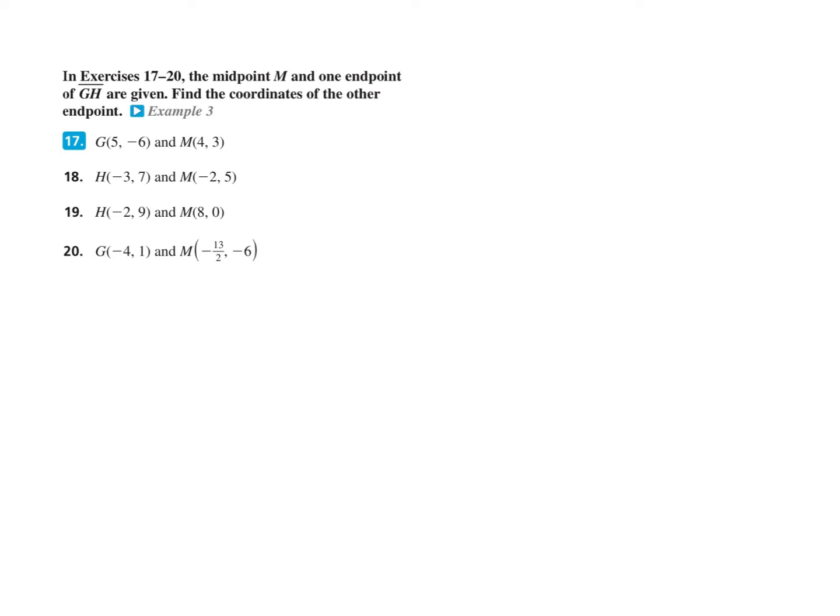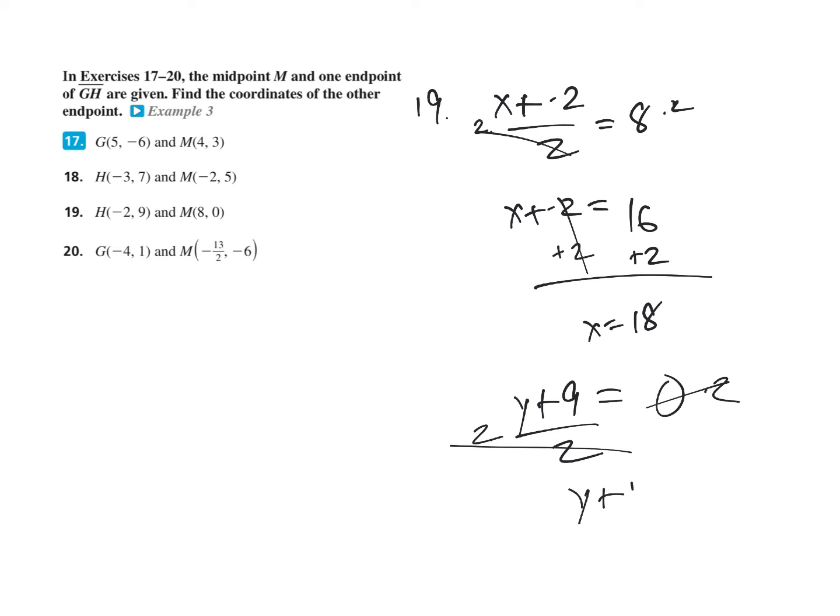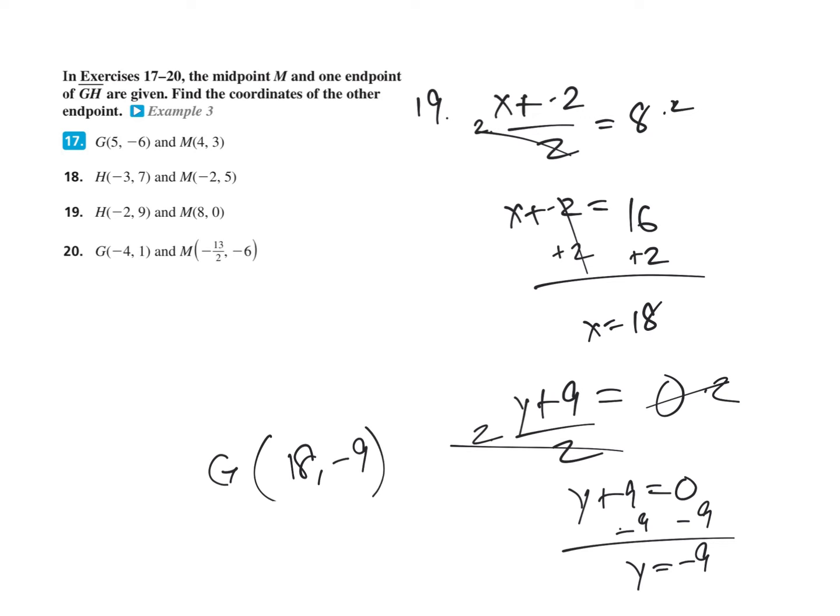Number 19. X plus -2 over 2 is equal to the x midpoint. Multiply by 2. And x plus -2 is equal to 16. And we add +2. X equals 18. The y value, y plus 9 over 2 is equal to 0. Multiply by 2. 0 times 2 is 0. Y plus 9 is 0. Subtract 9. Y is equal to -9. So our endpoint G is going to be at (18, -9).